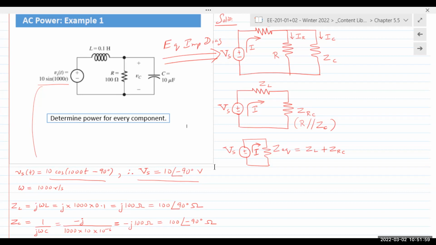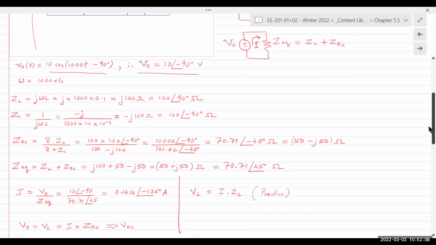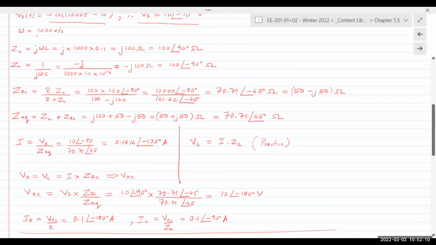And I'm going to solve this using 3 different methods. Well, not 3 different methods, but 3 different applications or equations. Okay, so let's go to the first one. The first one, omega is 1000 from the source, so I can find ZL and ZC.